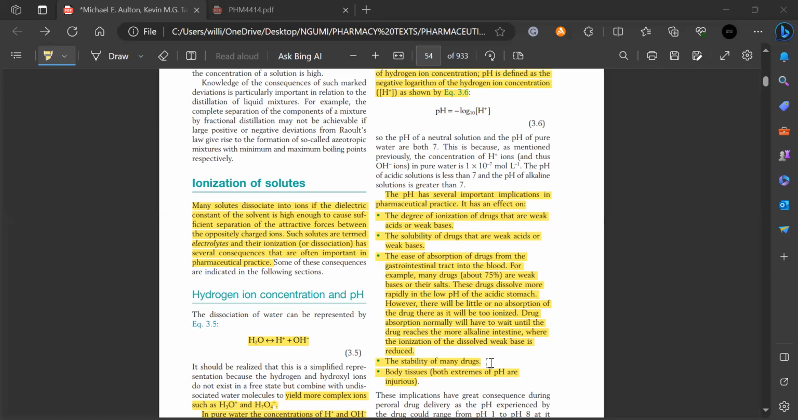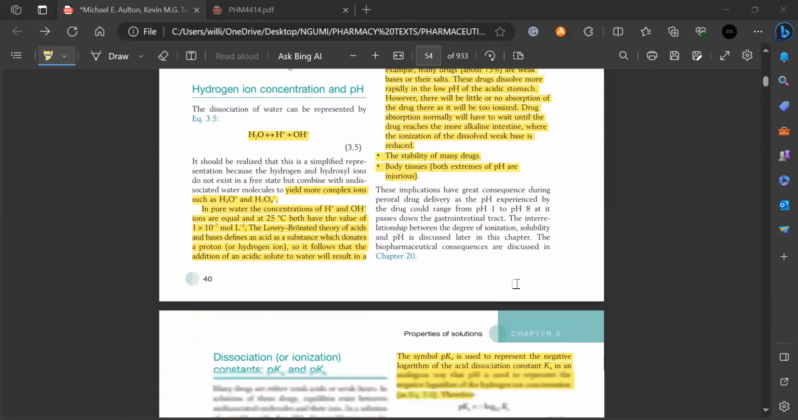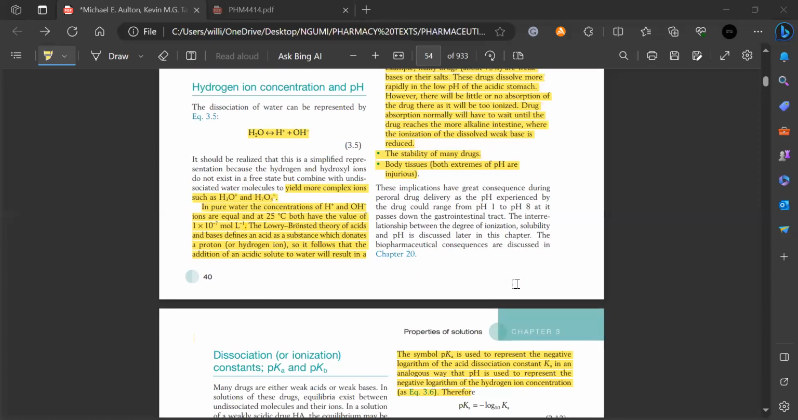So pH is also used to determine the stability of many drugs, and also just to tell how they'll react in different body tissues, where both extremes of pH are injurious, because if you have excessively acidic or excessively basic conditions, it can be bad.